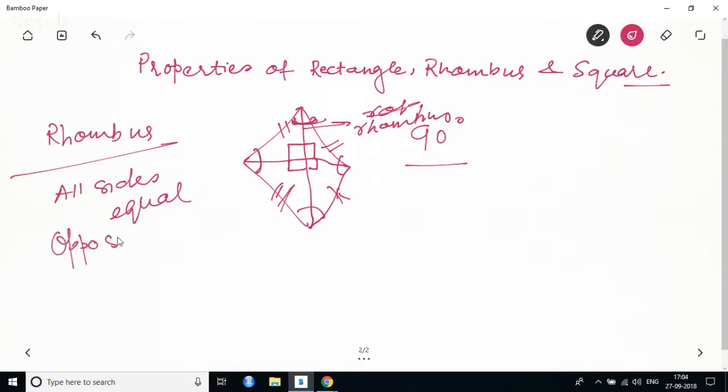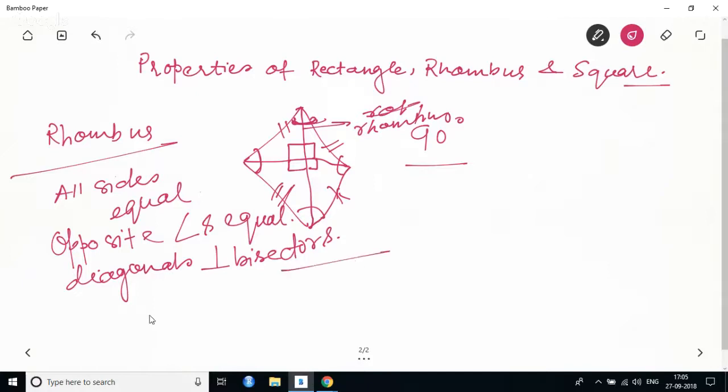Opposite angles equal. Then you have diagonals as perpendicular bisectors. So these are a few properties of, yes Shraddha, rhombus. That's what I have been saying, that in a rhombus we have diagonals at 90 degree. I've told you two times that in a rectangle the diagonals are just bisectors. They are not perpendicular. I'm not saying that this angle is 90 degree.